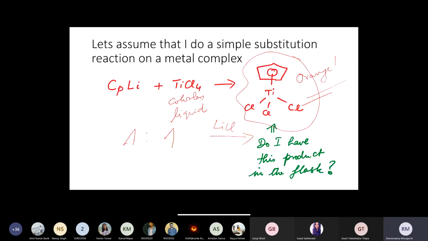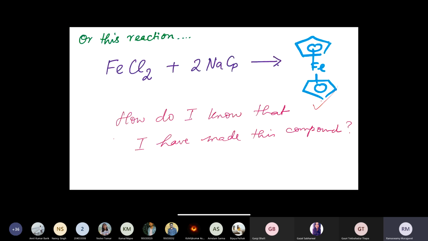Even the same thing about ferrocene. You guys know what the color of this is. You have made this. I'm not going to tell you; you better know it. So the color can give you an idea. Same thing about copper.